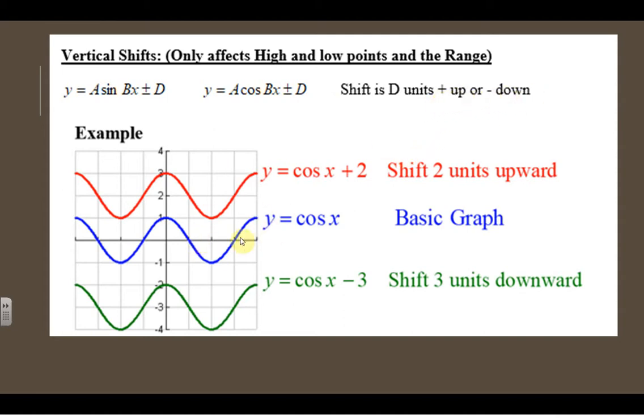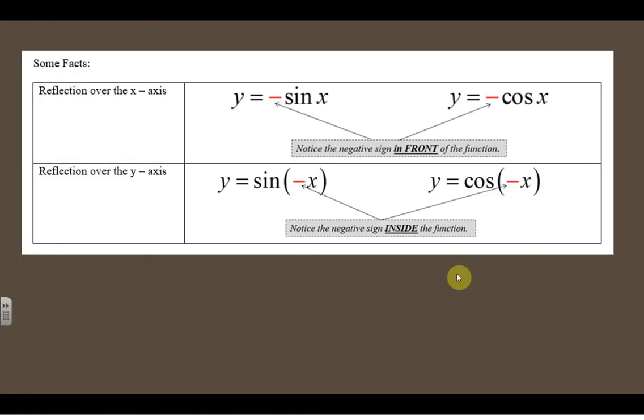If you were to look at this blue original function, a positive 2 would shift both the top of your amplitude and the bottom of your amplitude up 2, and it would shift it down if it were negative. Also, just a quick reminder that a negative out front reflects it over the x, whereas negative within reflects it over the y. We haven't really done the reflecting over the y because we don't really need to, but we're just reminding you because that is something you should know.